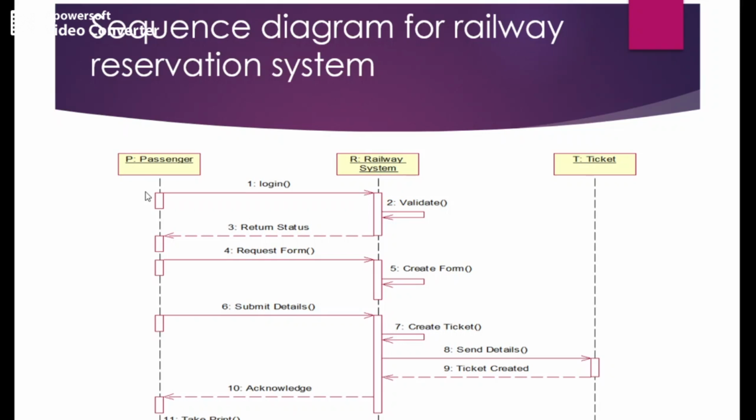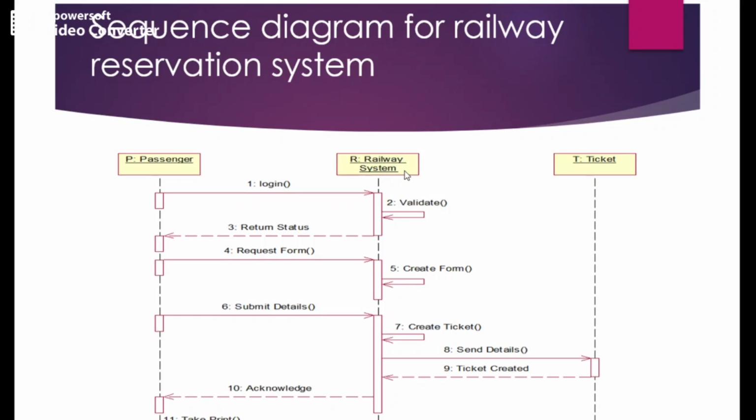So we'll begin now. The passenger wants to reserve a railway ticket, isn't it? So first he has to log in to this railway system. See here, the first step is login. And what is this function call? You are calling a function or method. So this object of the Passenger class will invoke the login method, which actually belongs to the Railway System class.